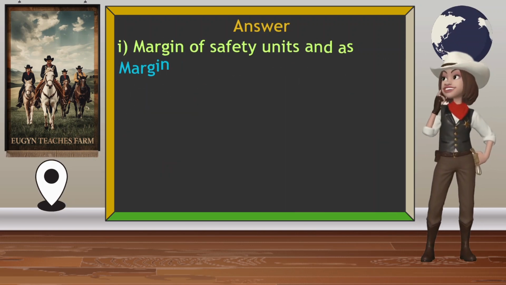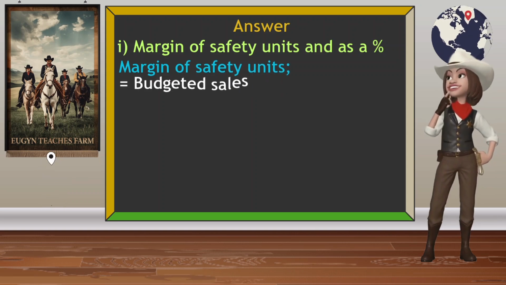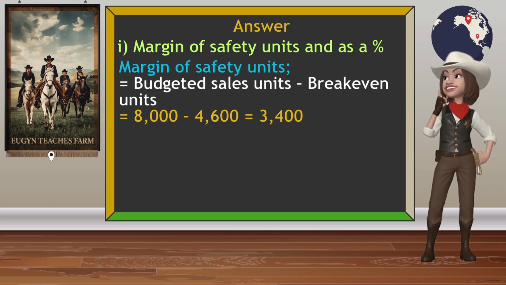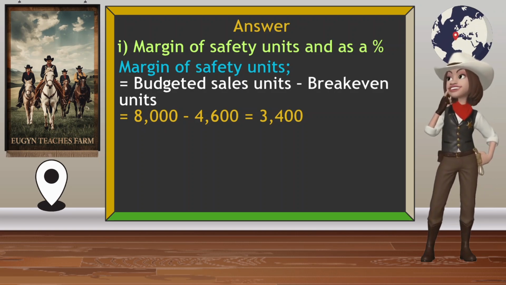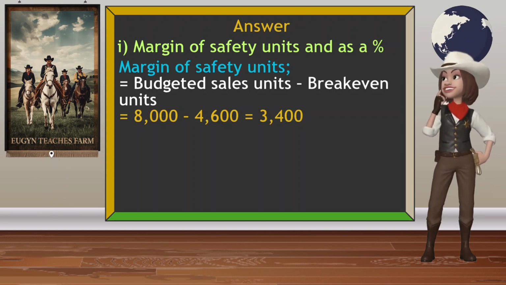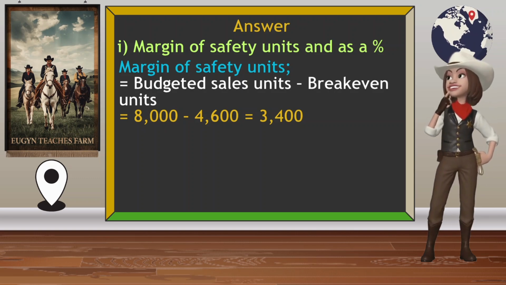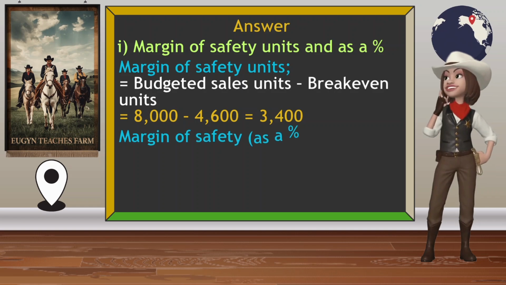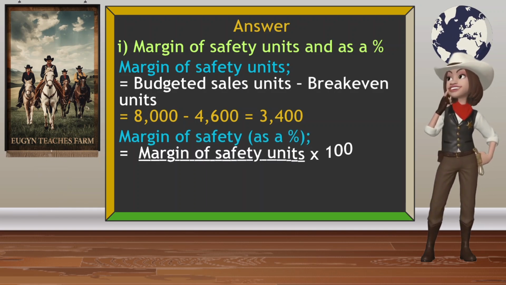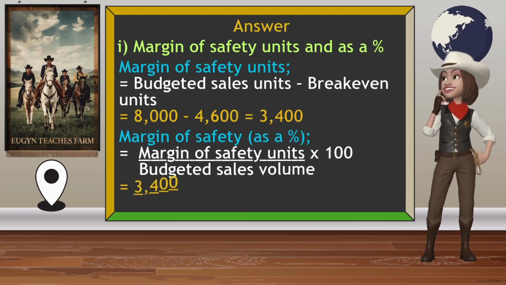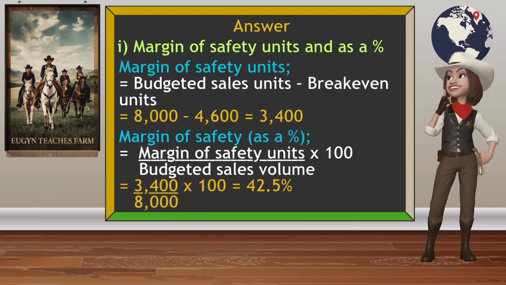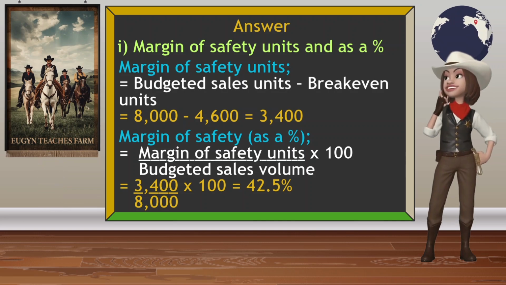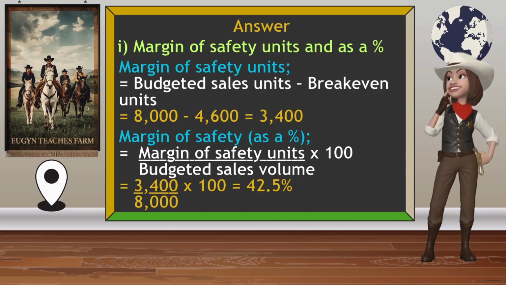To calculate the margin of safety units, we get the difference between the budgeted sales units and the break-even units. For the three products, the budgeted sales units is 8,000 and the break-even units is 4,600. The difference is 3,400 units, which is the margin of safety. To get the margin of safety as a percentage, we take the margin of safety units divided by the budgeted sales volume times 100, which means we'll take 3,400 units divided by 8,000 units times 100, which gives us 42.5%.